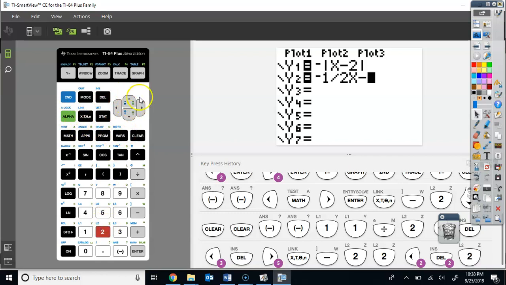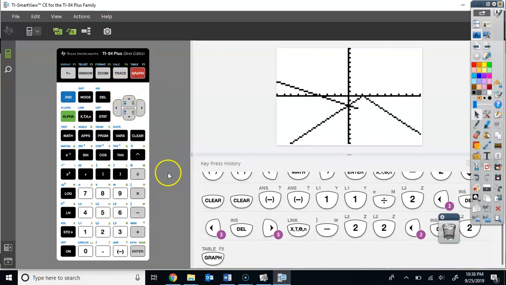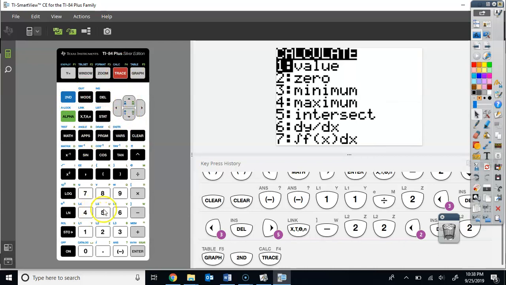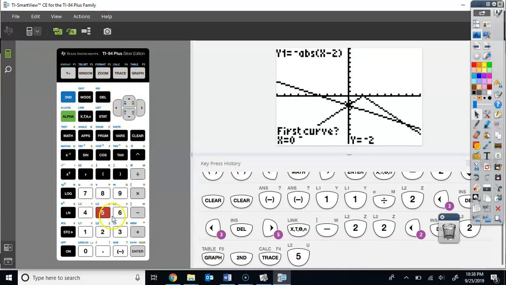Press graph. And you can see, just like we did with Desmos, where they cross each other. Remember, you can go to the Calc menu by hitting second and hitting the Trace button. Go to number 5 and find where they intersect.